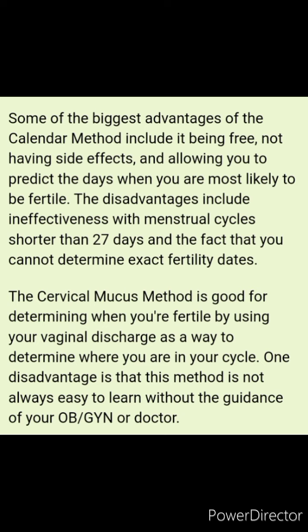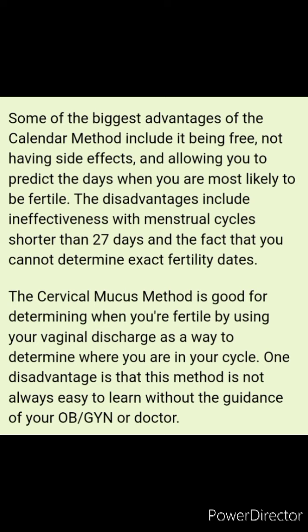So here are the advantages of using the calendar method: it is free, has no side effects, and allows you to predict the days when you are most likely to be fertile. The disadvantages include ineffectiveness when the menstrual cycle is shorter than 27 days and the fact that you cannot determine exact fertility dates. The cervical mucus method is good for determining when you are fertile, using your vaginal discharge as a way to determine where you are in your cycle.